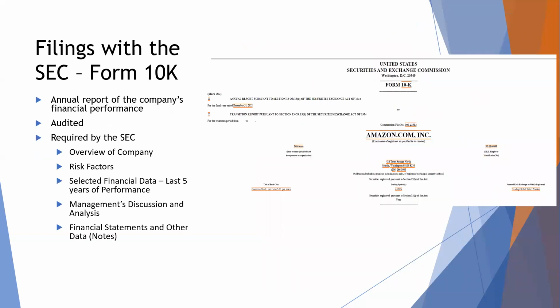Now, finally, Amazon will file for the fiscal year ending December 31st, 2022, their 10K. It's the annual report. It's audited. It's required by the SEC. And there is certain specific information that must be in the 10K.